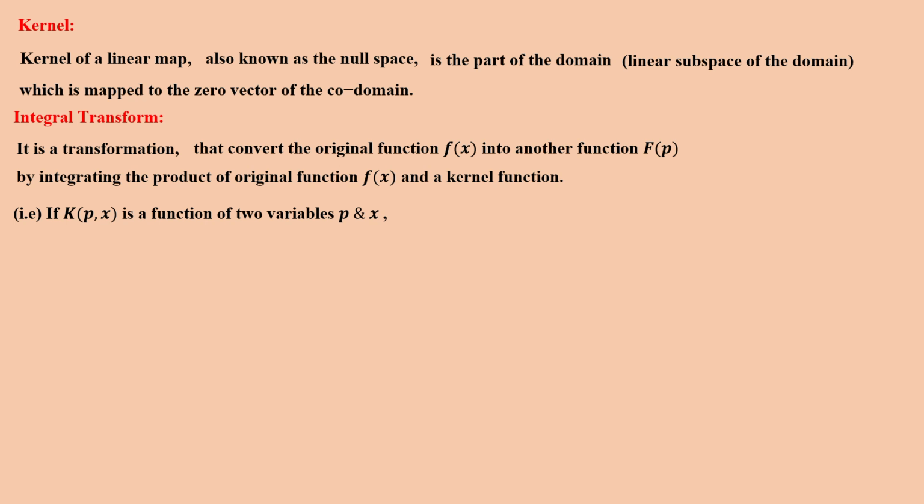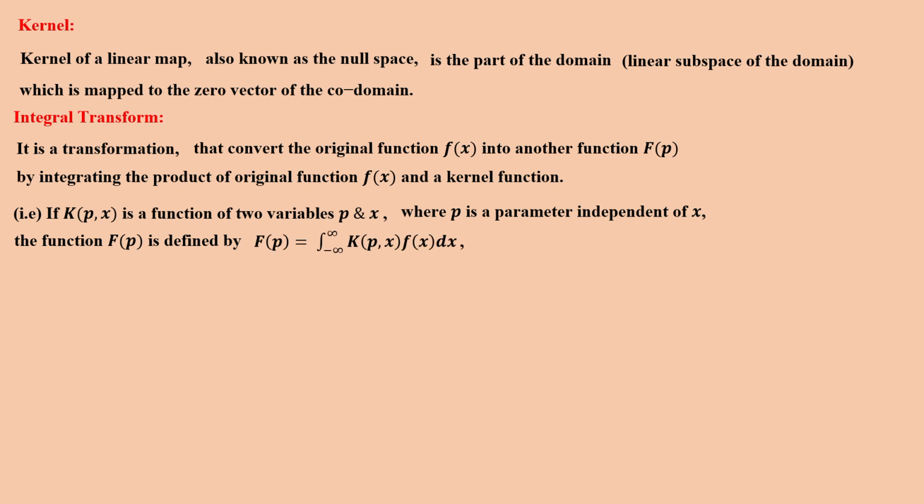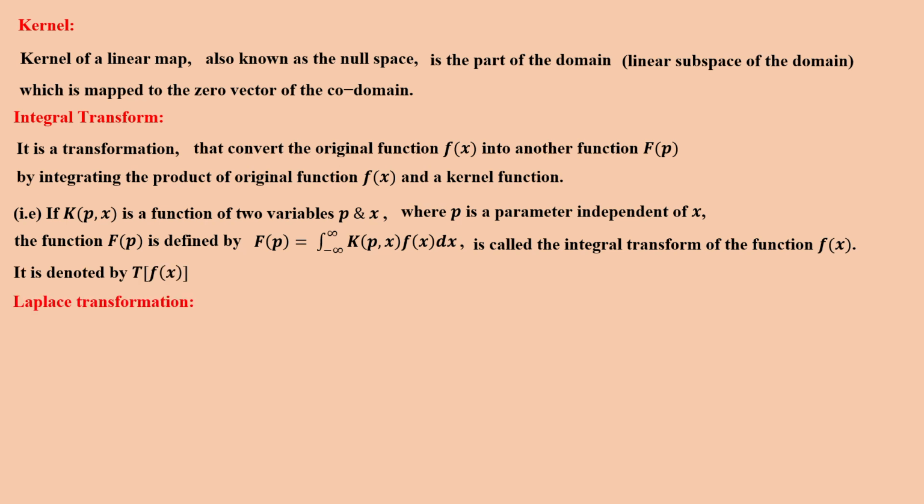If k(p, x) is a function of two variables p and x, where p is a parameter independent of x, the function F(p) is defined by F(p) equal to the integral from minus infinity to plus infinity of k(p, x) f(x) dx. This is the integral transformation of small f(x). It is denoted by T[f(x)].